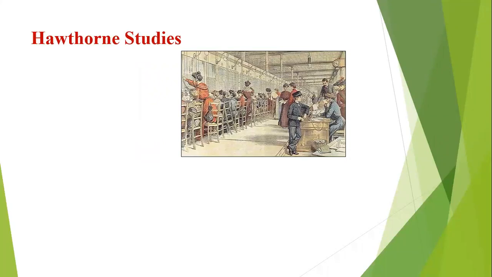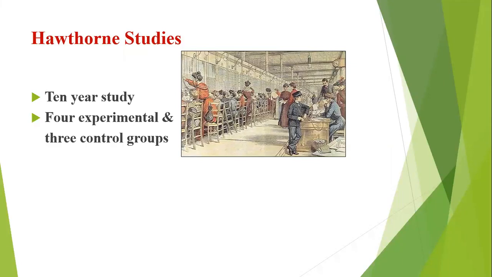Theories about motivation started actually with the early series, the Hawthorne Studies. In this study, it took about 10 years to study one experimental group and 3 control groups. Experimental and 3 control groups means that we have the experimental group, and another 3 groups to compare between experimental and control.